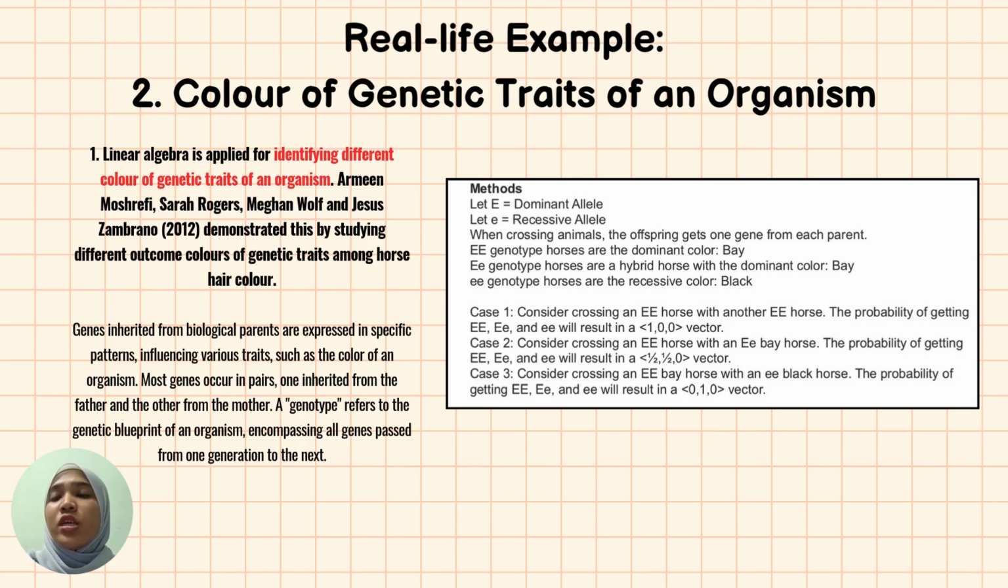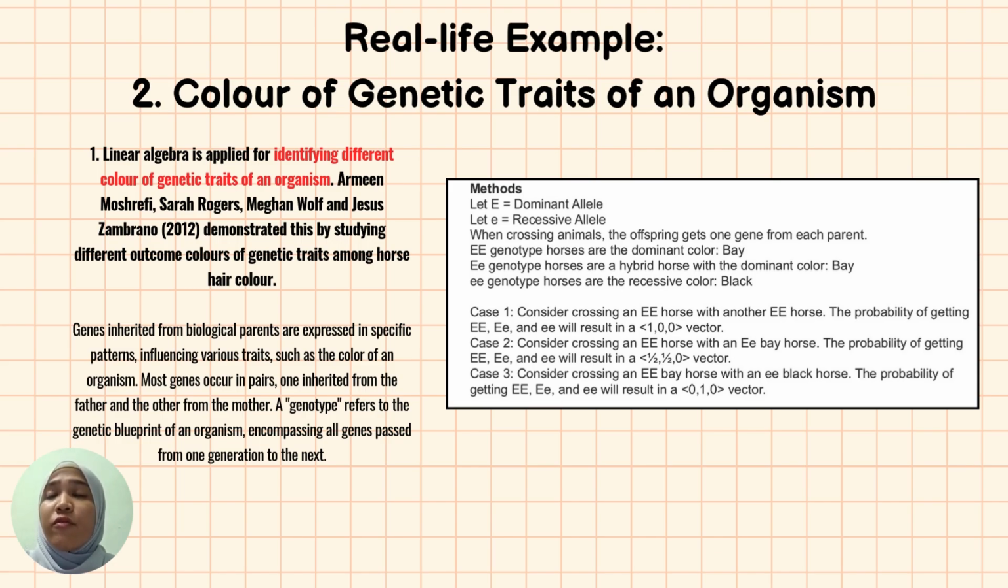For the methodology, let capital E be the dominant allele and small e the recessive allele. When crossing animals, offspring get one gene from each parent. Double capital E genotype horses have the dominant color, bay, and capital E small e genotype horses are hybrid horses with a dominant color, bay, and double small e genotype horses are recessive black.